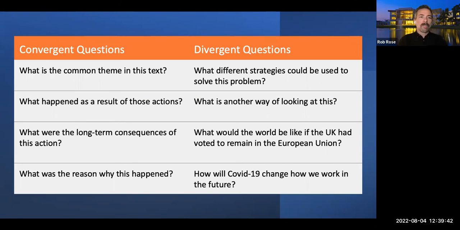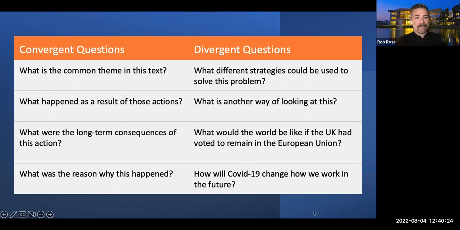Here are some additional examples of convergent and divergent questions. These are more generic convergent and divergent questions. So on the convergent side, what is the common theme in this text? What happened as a result of those actions? What were the long-term consequences of this action? What was the reason why this happened? And again, like we keep saying, with each of these questions, there's really only one correct answer. Once it's out there, there's not much to talk about. No room for differences of perspective or differences of opinion.